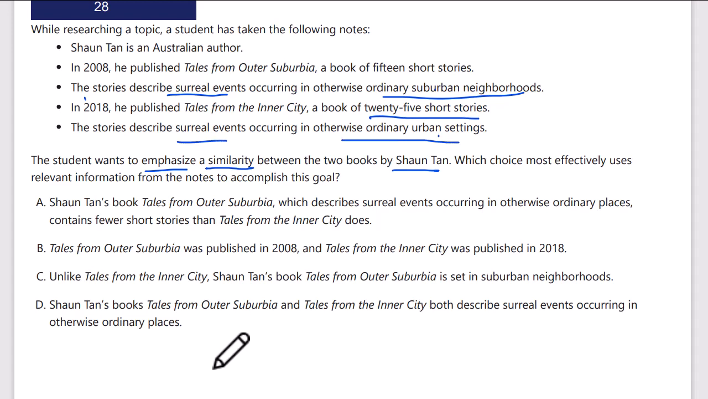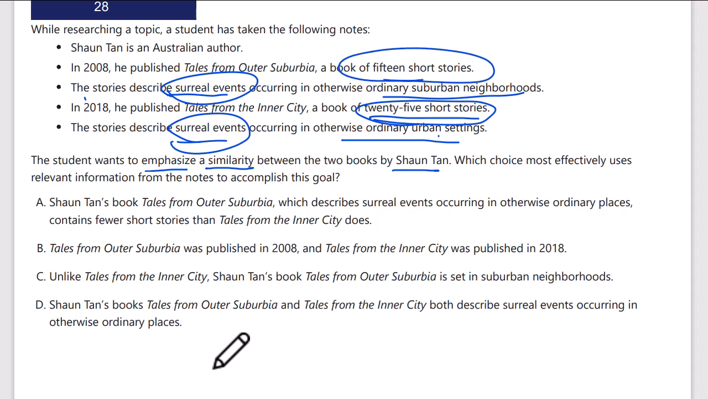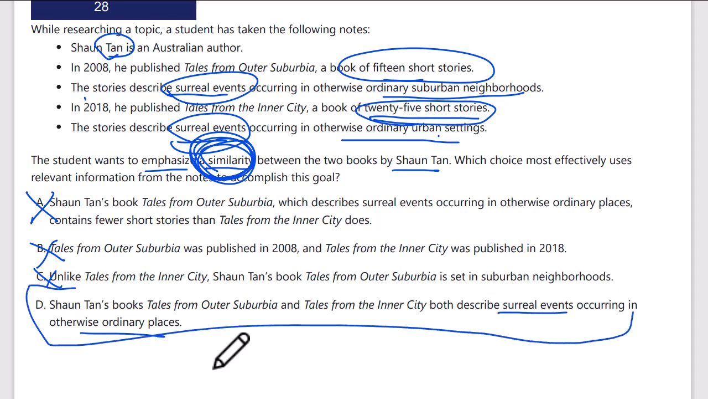So one's suburban, one's urban, that's different. They're both surreal, and they're both a series of short stories. So that's the similarity. And of course, they have the same author. So Tan's book, which describes surreal events in otherwise ordinary places, contains fewer short stories. Now, that's a difference. Tales from Suburbia was published in 2008, the other in 2018. That's a difference. Unlike Tales from the Inner City, Tales from Suburbia is set in suburbia. That's a difference. We want similarity. Sean's books, Tales from Outer Suburbia and Tales from the Inner City, both describe surreal events occurring in ordinary places. Yes. That's your answer. D.